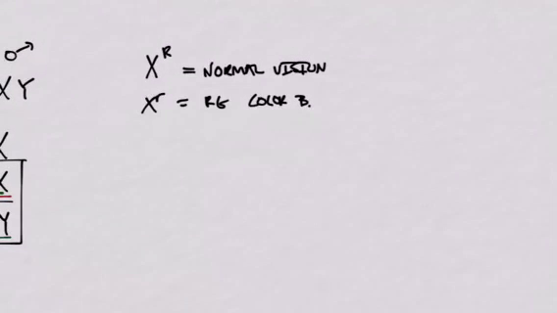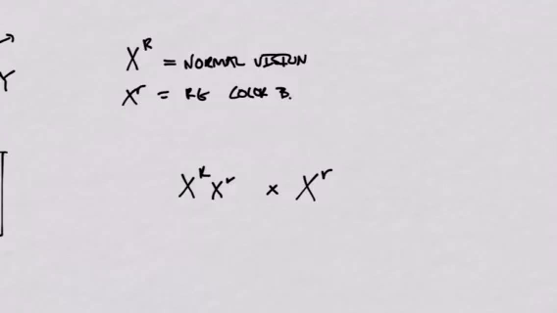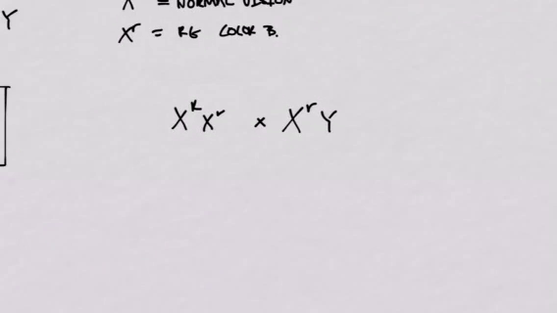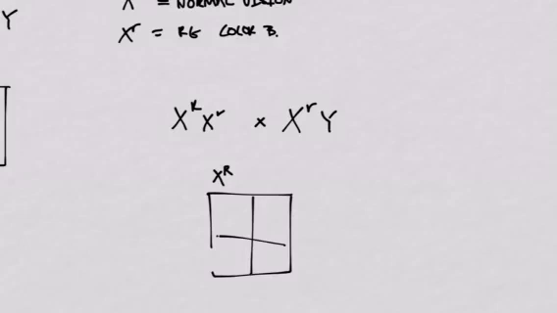Now, if we have a woman who's X big R, X little r, she has normal vision. Even though she has 1 copy of the little r allele, normal vision is dominant over colorblind, so she sees normally. However, a man only has 1 copy of the X chromosome. So if he has a little r copy, he is going to be colorblind. So if we look at these people, she is not colorblind, he is. Let's look at their offspring. X big R, X little r, X little r, Y.